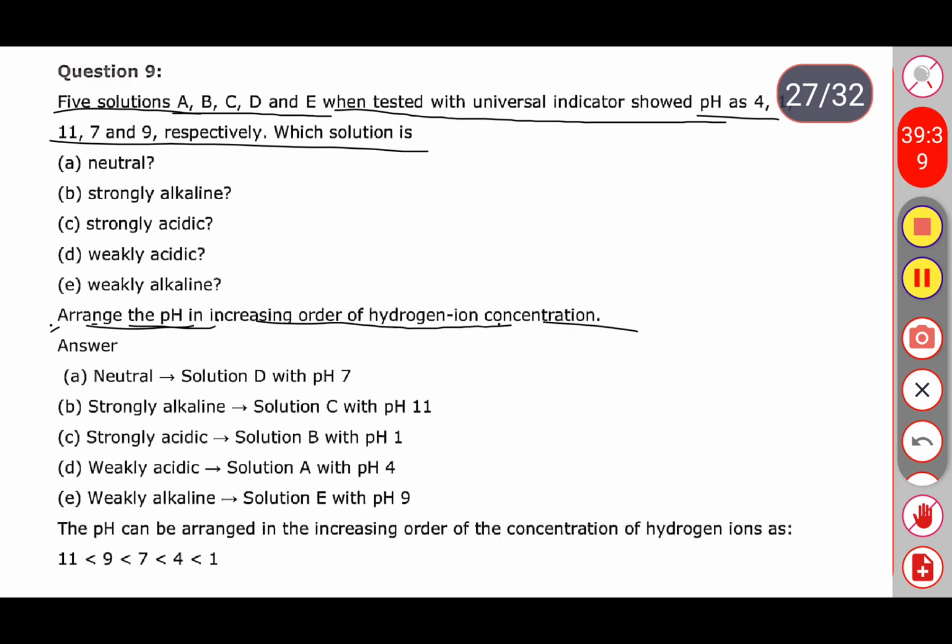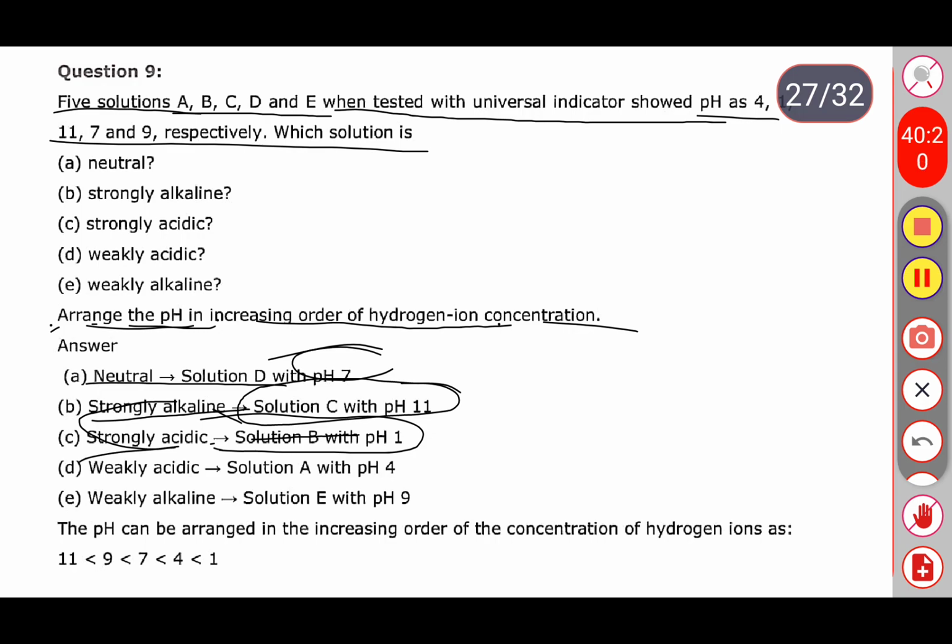Neutral solution is D with a pH value 7. Strongly alkaline is solution C with a pH value 11. And next one, strongly acidic solution, and solution B is the best example for that, and its pH value is 1. And next one, weakly acidic solution, or weak acidic solution.